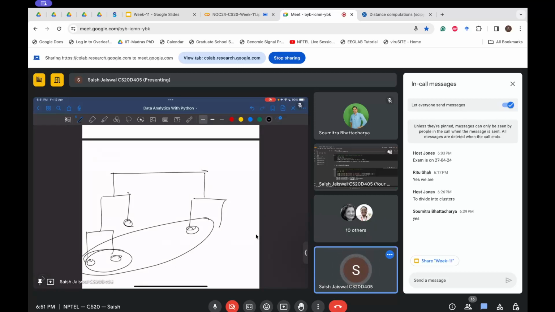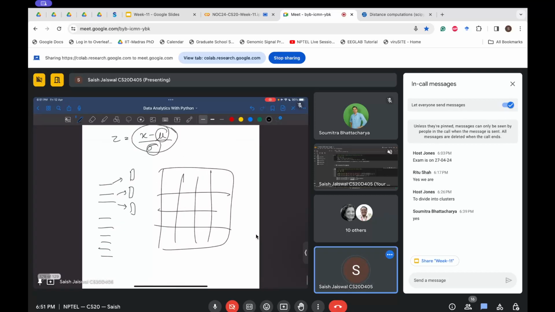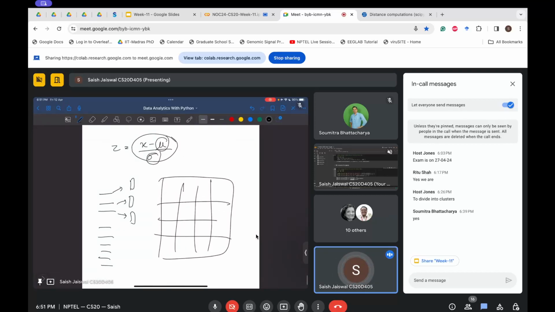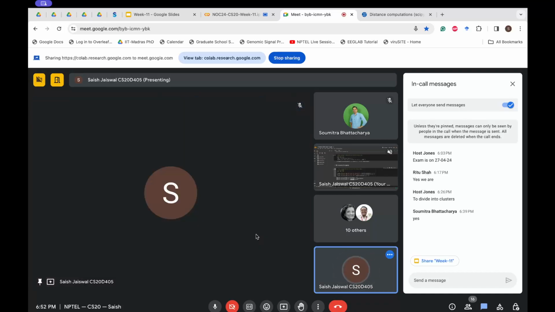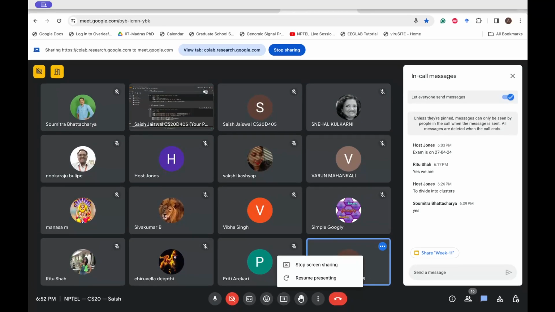So this was just to give you motivation behind why we need these distance measures, like why we need to compute this pairwise distance matrix. So the main motivation is to do clustering. Okay, so let me go back to the slides quickly, and then we'll move on to Python.